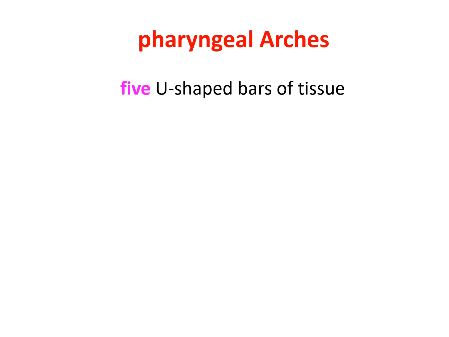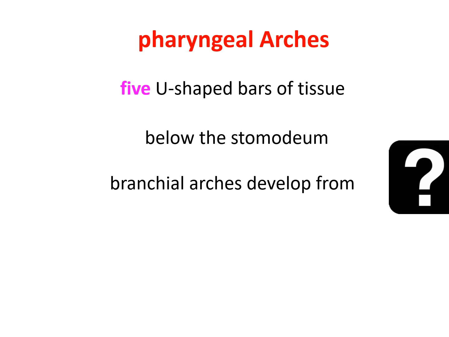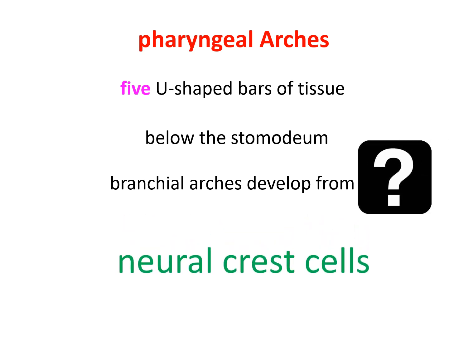Now, let us remember a few facts about the pharyngeal arches. There are 5 U-shaped bars of tissue below the stomodium, the mouth, called branchial or pharyngeal arches. They develop from neural crest cells. Because the 4th and the 6th arches are fused, sometimes they are referred to as 5, but actually they are present as 4.